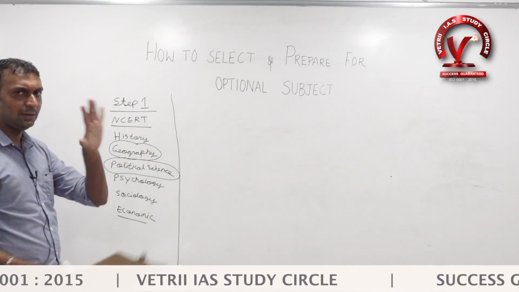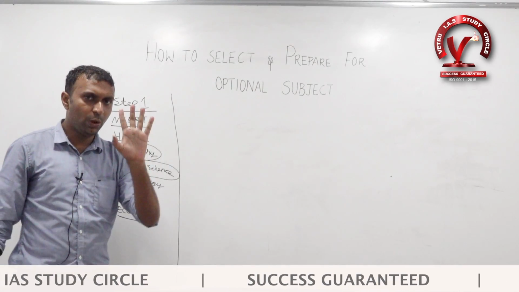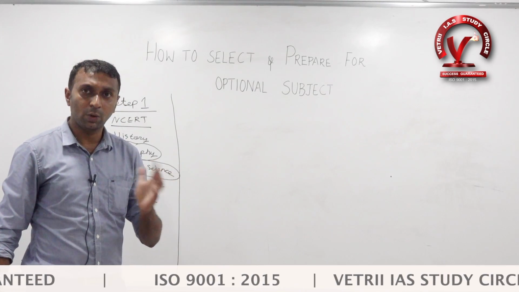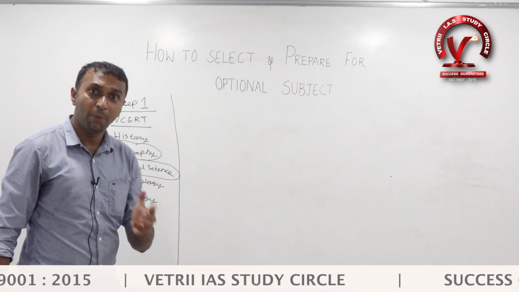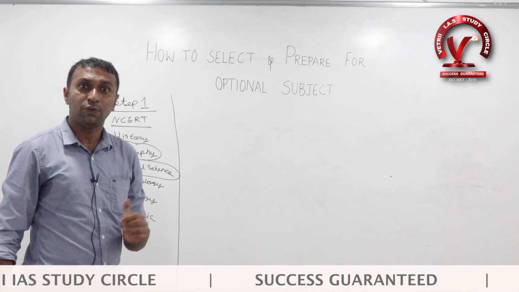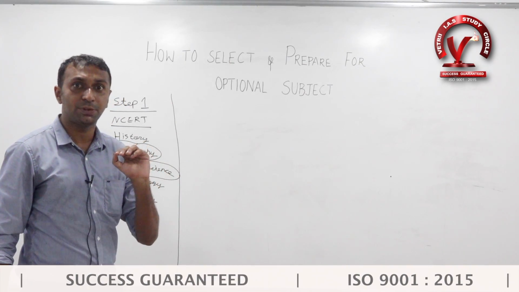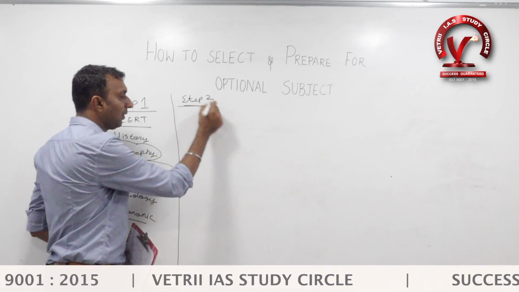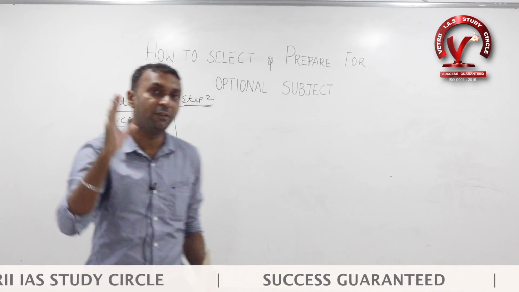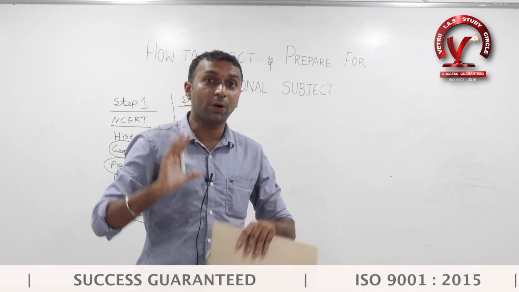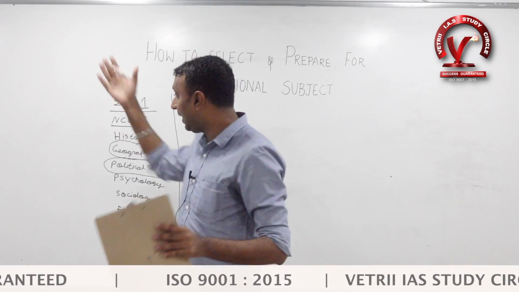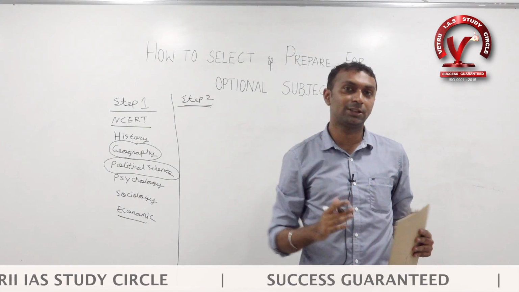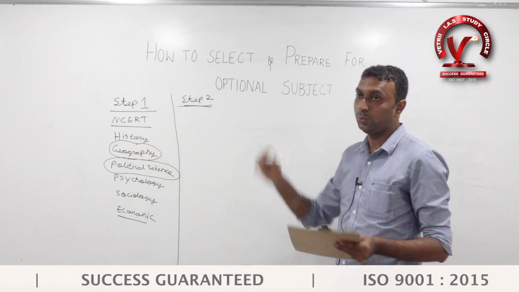Now see guys, for those students who have already decided their optional subject, maybe commerce and accountancy, maybe management, botany, agriculture, forestry, there are many optional subjects. From this second step onwards, it is important for everyone, whether you have read the NCERT and selected the optional subject or you have already selected an optional subject. Now what do you have to do?